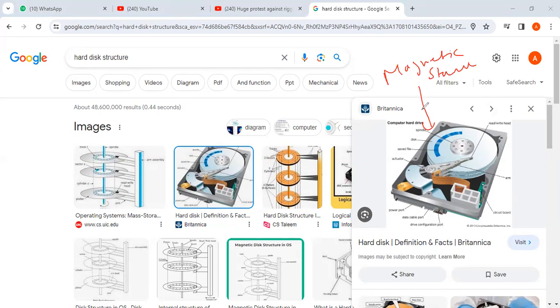So a hard disk has a number of plates. These are plates, these round things you can see. This is the read write head, used to read data from the disk or write data on the disk. This is the spindle, on which the platters are mounted.